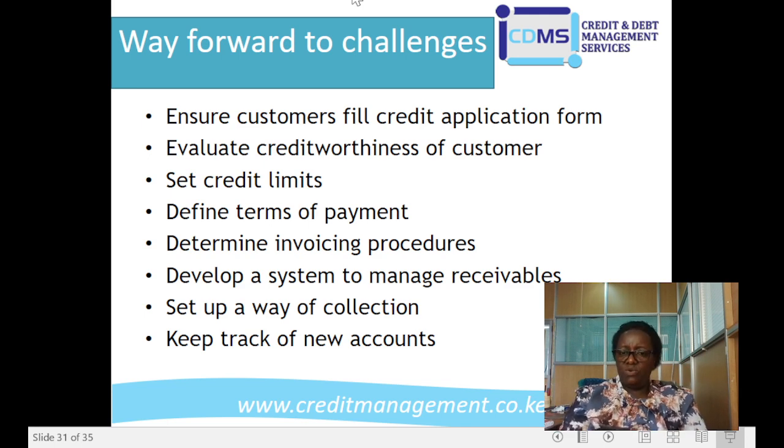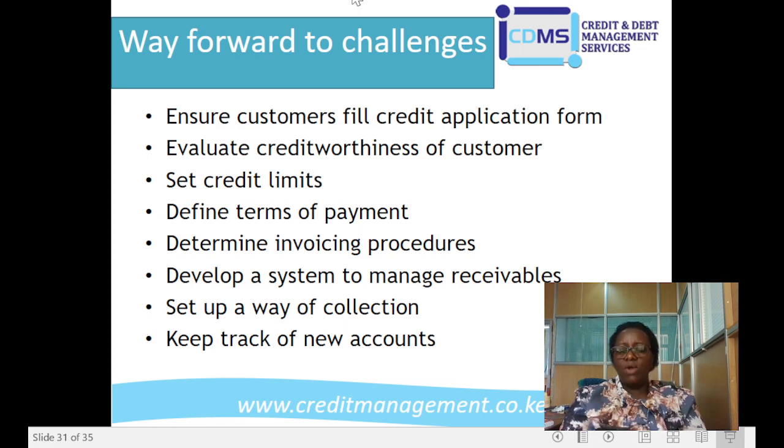Determine invoicing procedures. Have a laid down procedure. Let everyone in charge of that section know how they're supposed to handle invoicing and how they're supposed to make sure that invoices get to the customers on time. Develop a system to manage receivables. You have a workable system that can enable you to raise invoices, process reports, and track customers as far as payment is concerned.